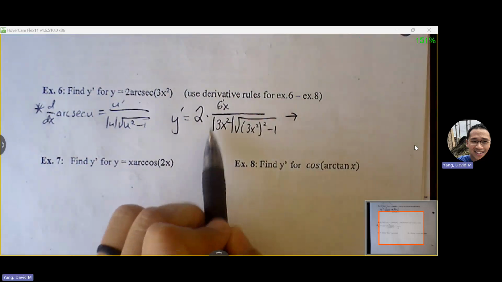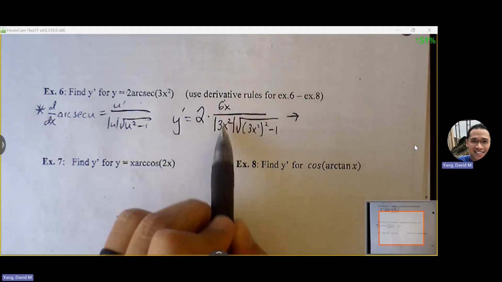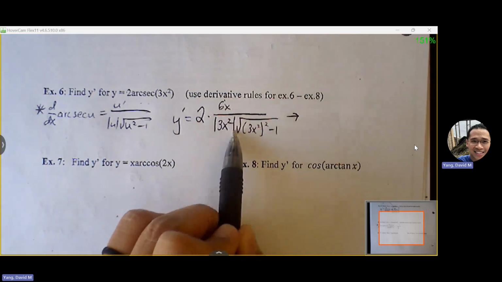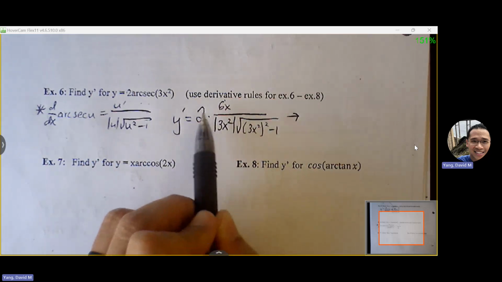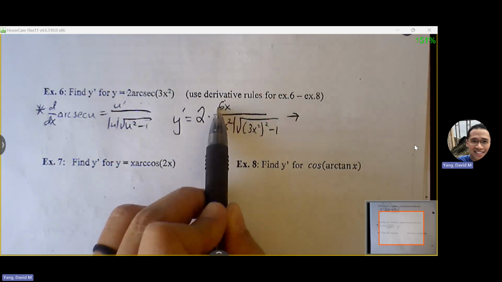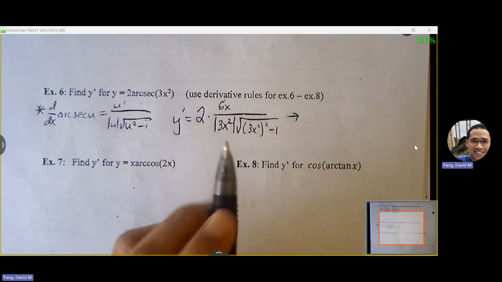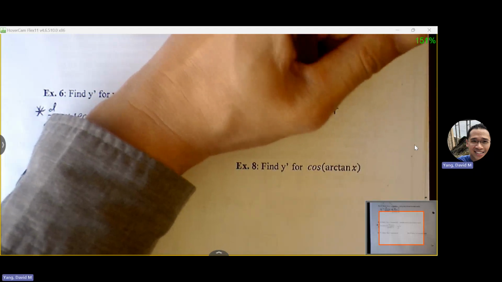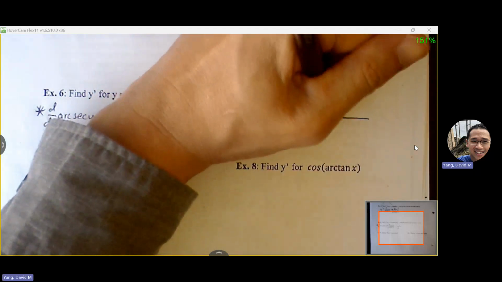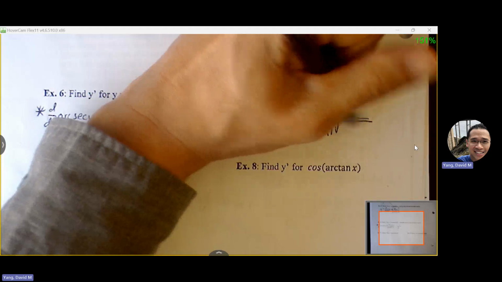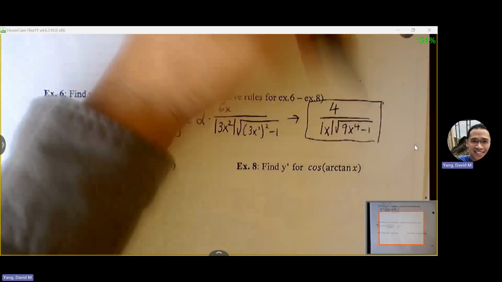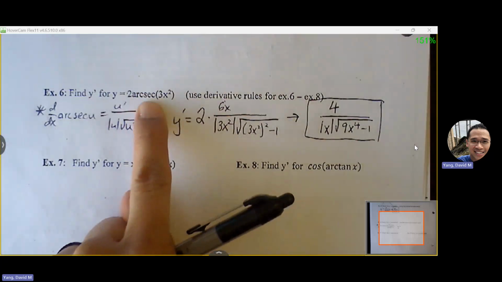Now, as far as cleanup, what's inside the absolute value can cancel out. It's just that if there's any x left over, we need to leave the absolute value there. So we got 12 over 3. That could cancel out to be just 4 up top. One of the x's can cancel out as well. So we're just left with 4 in the numerator. There's an x left over inside the absolute value, and then square root of 9x to the 4th minus 1. That's my derivative for whatever this curve looks like.